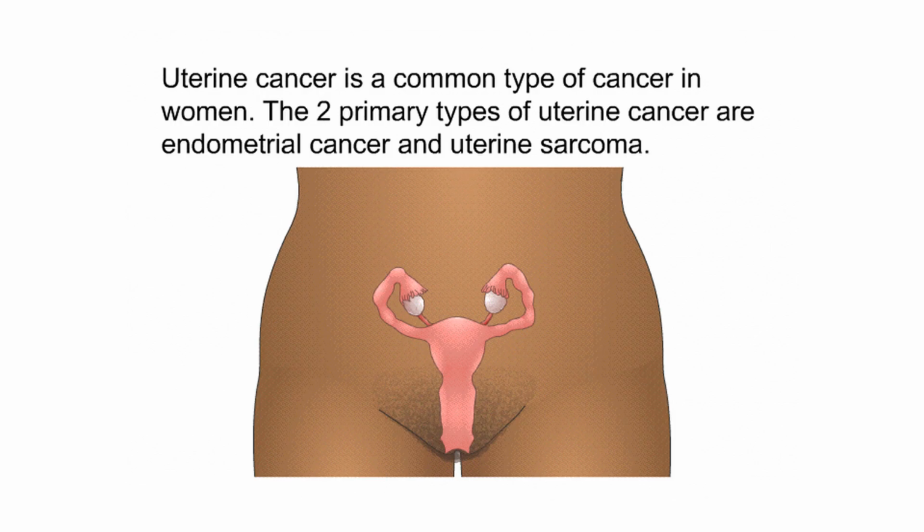Summary. Uterine cancer is a common type of cancer in women. The two primary types of uterine cancer are endometrial cancer and uterine sarcoma.